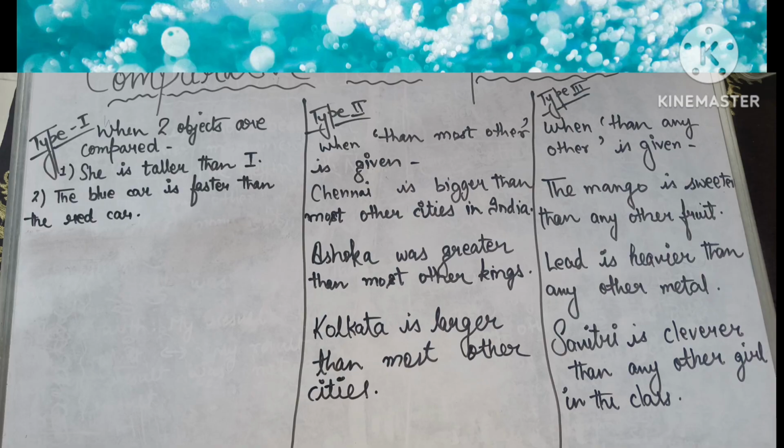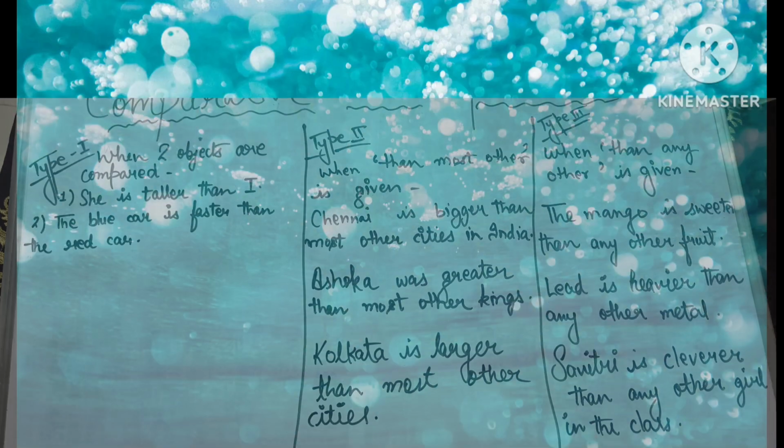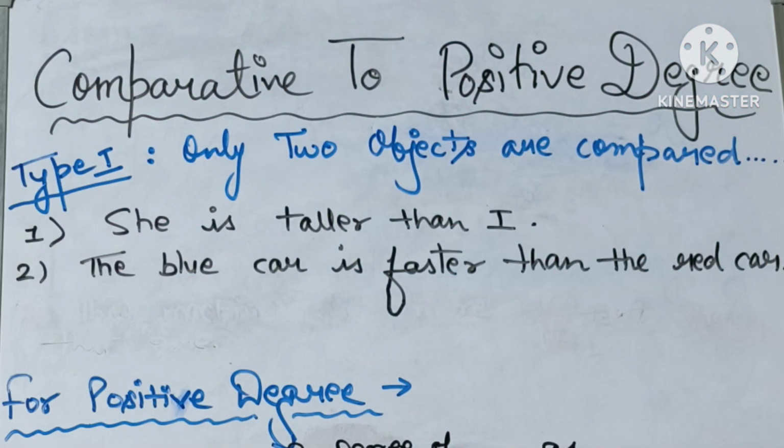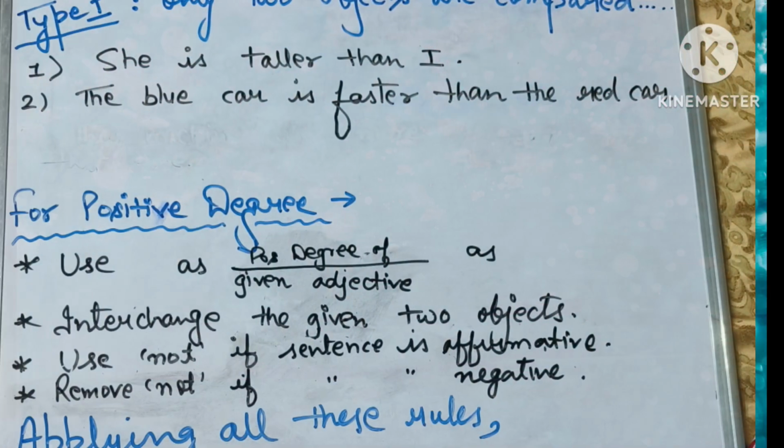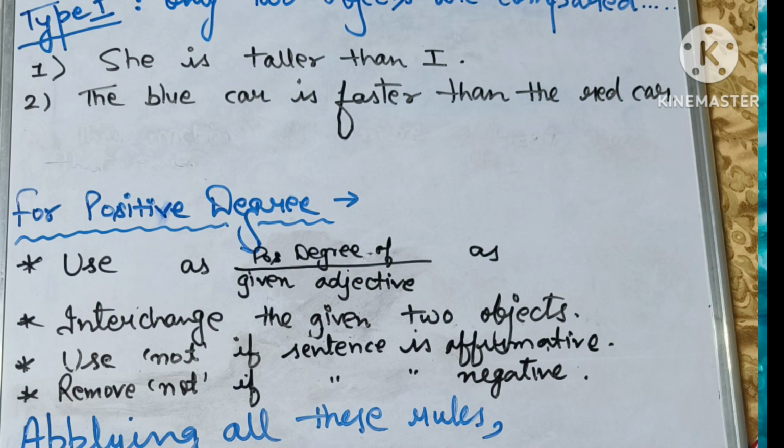Let's understand type 1 transformation. Whenever we are given type 1, that means whenever two objects are given in the sentence, for example, she's taller than I and the blue car is faster than the red car. So what do we do? What are the rules to change? The very first rule is you have to remove taller than, faster than, right? You have to remove comparative degree and bring a structure with positive degree.